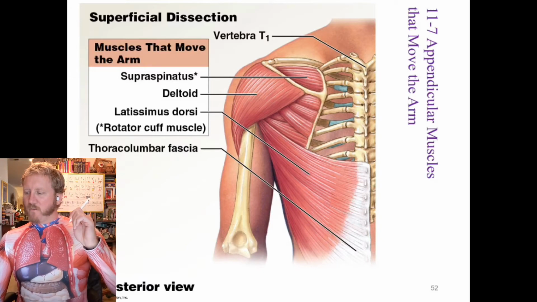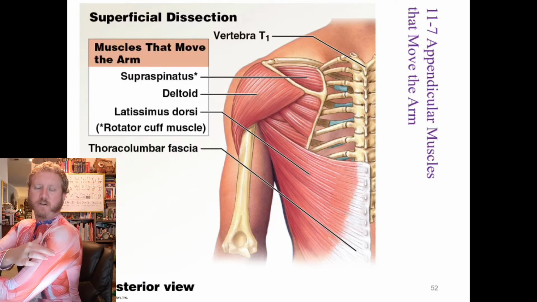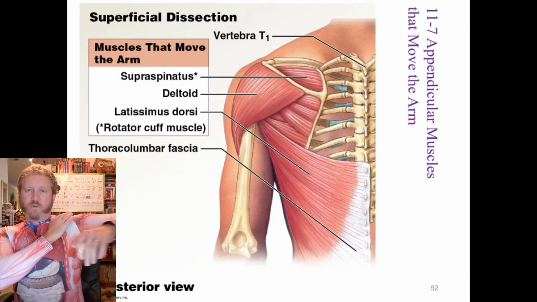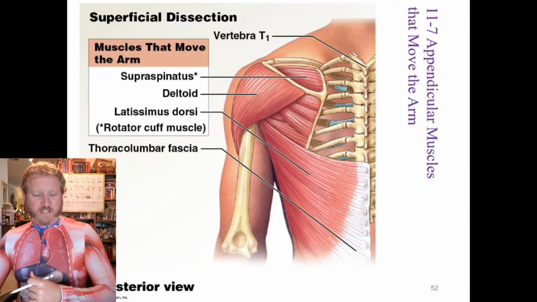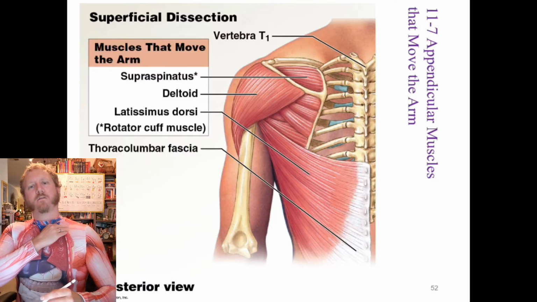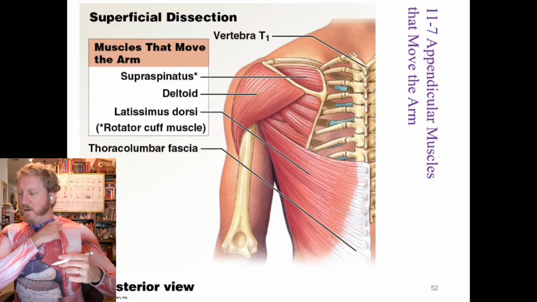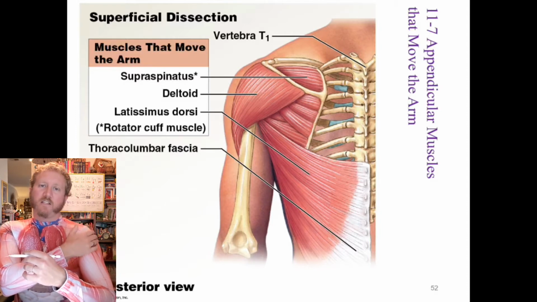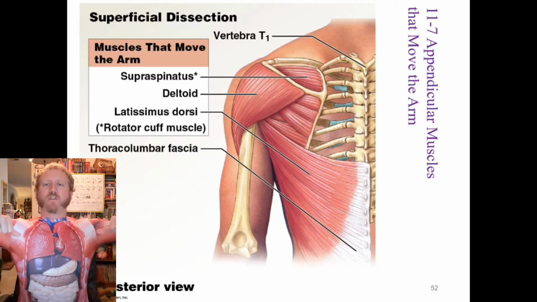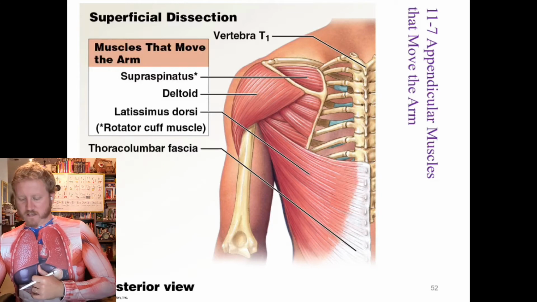All right, muscles that move the arms. The first one that we're going to talk about is the deltoid, which is this shoulder muscle right here. That's the major abductor that brings your arm up, away from the midline. And then the supraspinatus, which is in here, assists the deltoid in moving your arm. If you go to the gym and do the exercises where you're flapping like a bird, that's the deltoid.